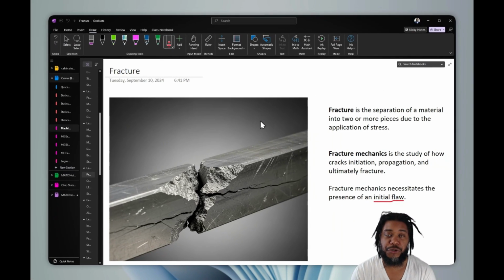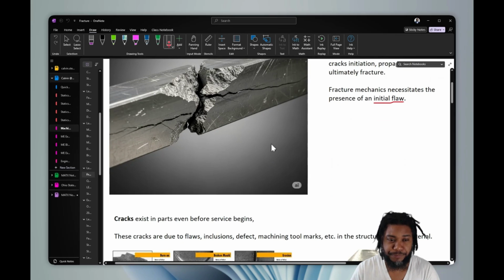Everyone. Today we're going to learn about fracture. Now, fracture is the separation of a structure into two or more pieces. Fracture mechanics is a study of how cracks initiate, propagate, and ultimately lead to fracture of structures. A key concept, or probably the most important thing about fracture, is that it necessitates the presence of an initial flaw. So there has to be some initial defect in our structure from which fracture occurs.